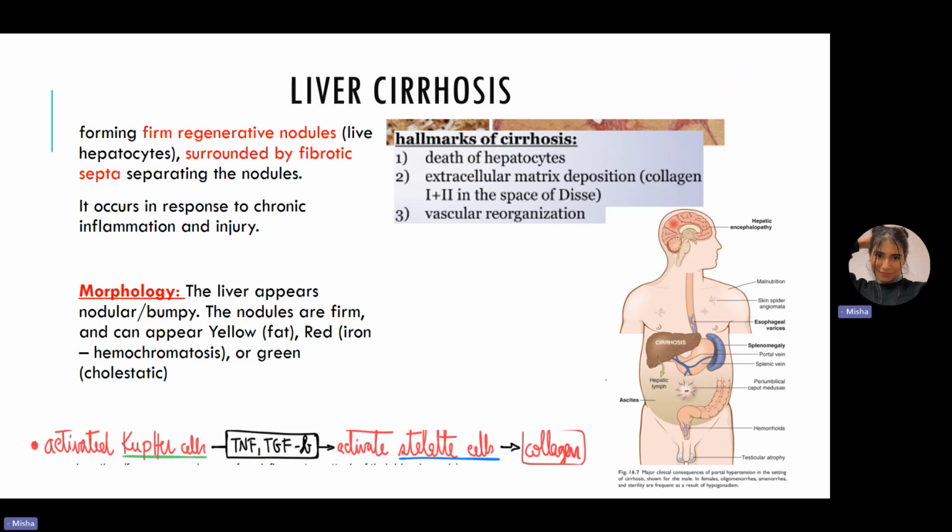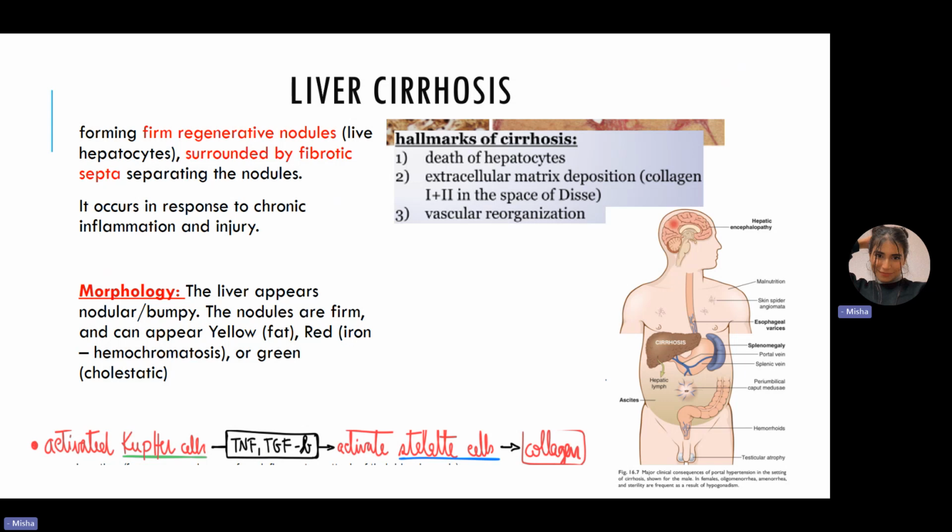Now, again, this only occurs in chronic inflammation. So, in the morphology, think about it. What would you see? You would say that the liver appears bumpy and nodular, and the nodules are extremely firm, and they can be of different colors. They can be yellow due to fat, red in the case of hemochromatosis, or green when talking about cholestasis.